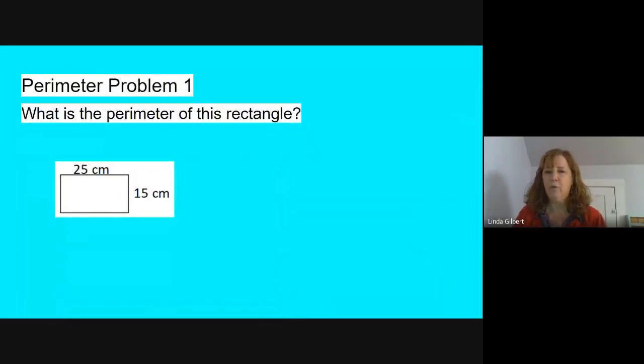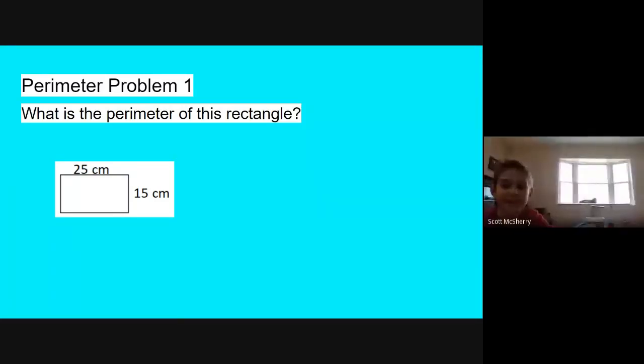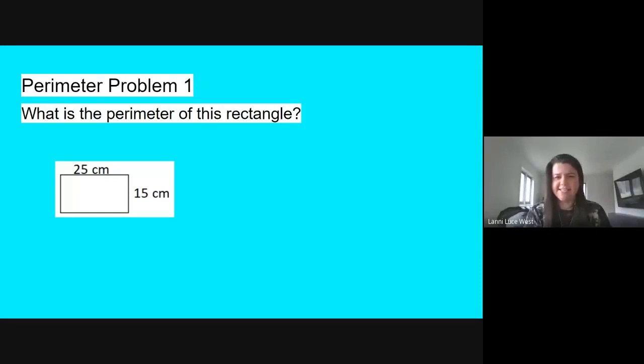So here's a perimeter problem for you. What is the perimeter of this rectangle? Go ahead and figure it out. You're glitching. I'm having a hard time hearing you. So I just asked you to figure out the perimeter of this rectangle. And the question is on the slide too, so that can help you.